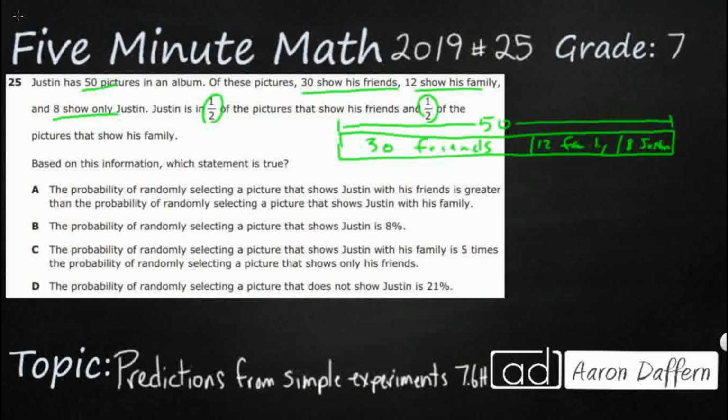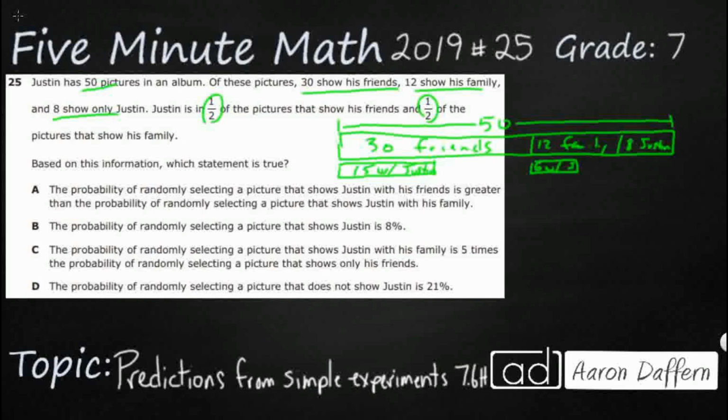Justin is in half the pictures that show his friends, so that's interesting here. So I've got 30 with his friends, but within that, I need to make a second little strip diagram underneath right here. So half of 30 is going to be 15. So 15, I'm going to put a little with Justin. And he's also in half the pictures that show his family. So that's even smaller. So half of 12 is 6. I'm going to say 12 with just J.